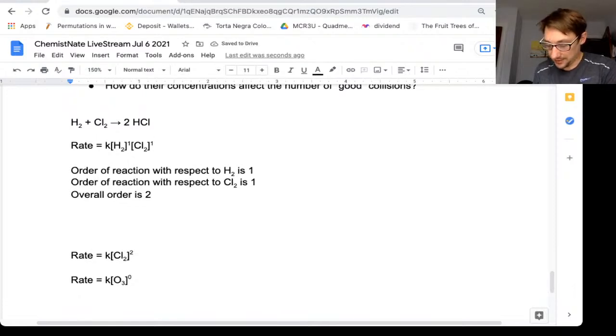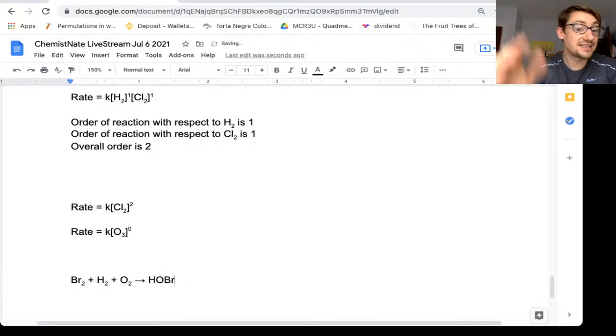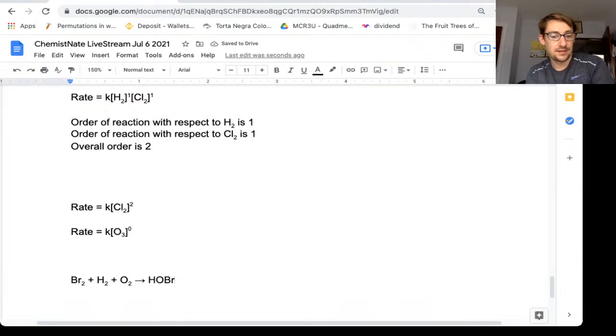Now, the last thing that I want to point out is that if you have, say, 3 things reacting together, let's do Br2 plus H2. This is not a real reaction either. But let's say we make HOBr out of these things. I know that's not balanced, but sue me.